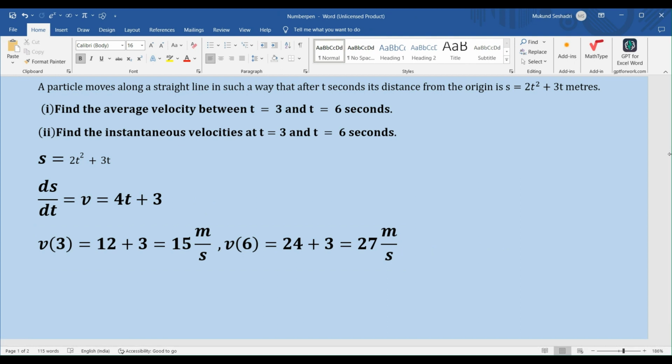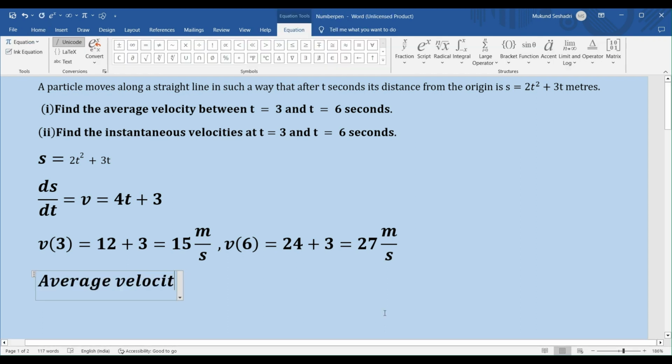And now I want to draw your attention to part 1, which is my average velocity, right? Now I know that my rate of change of distance is my instantaneous velocity, right? So my average velocity between two instances, right? Here we have distance dependent on time. So my average velocity between t equals 3 and t equals 6 seconds is calculated as follows, right? So let me write that down. Average velocity between two instances. So what we've been actually asked to find is between t equals 3 and t equals 6.